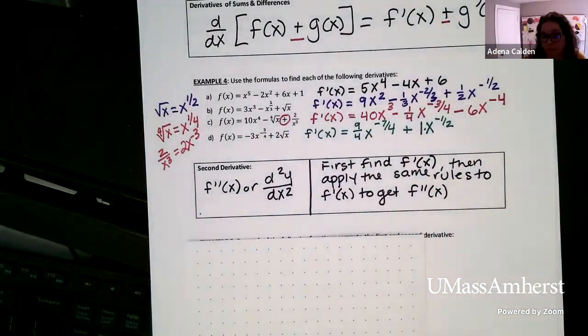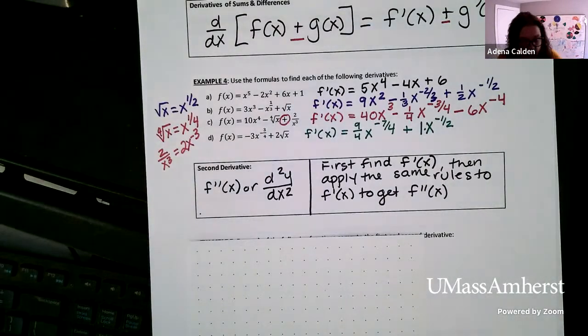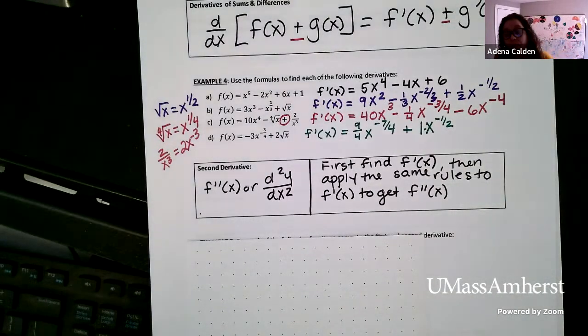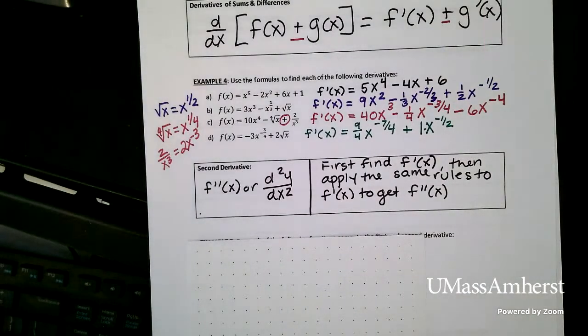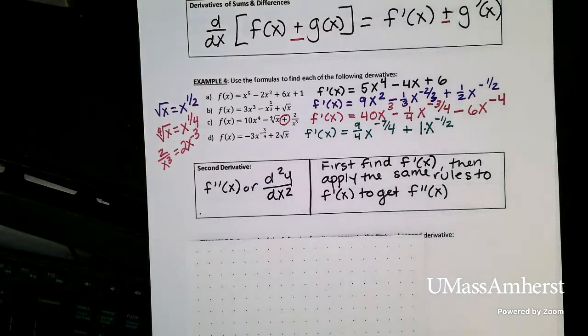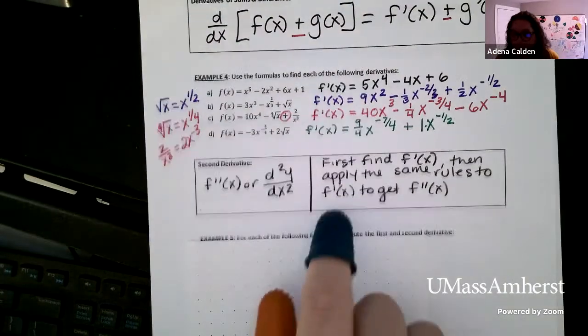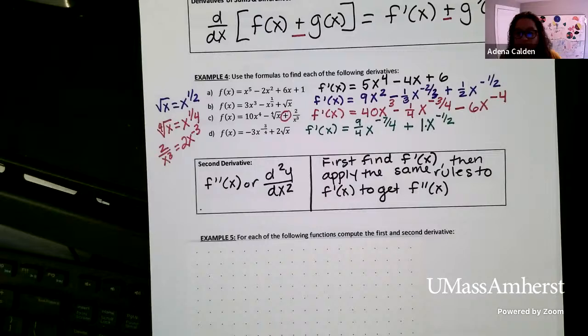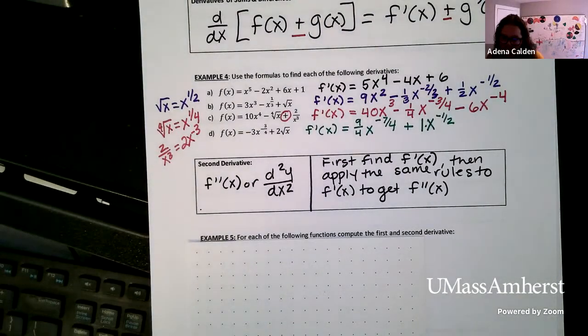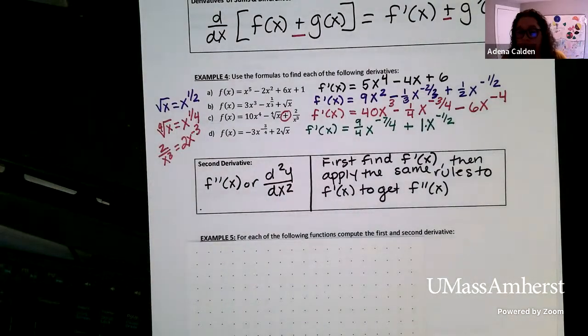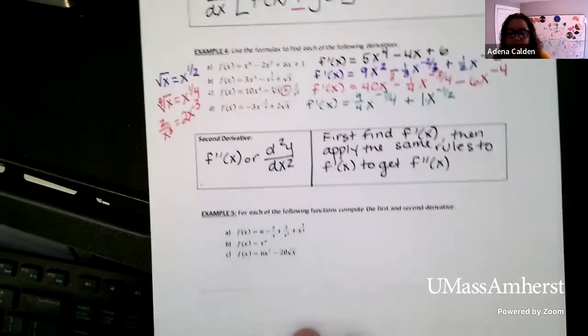So you start by finding your first derivative, and then once you have your first derivative, you look at each of those terms and say, which rule do I need to use? Is it the power rule? Is it the constant rule? And you apply the appropriate rules to the first derivative terms to get the second derivative. So it's the same rules, just applied now to the first derivative to get to the second derivative. But you do have to find the first derivative first, if you start with f of x, to then be able to apply those rules to get to the second derivative. So let's try an example of this.